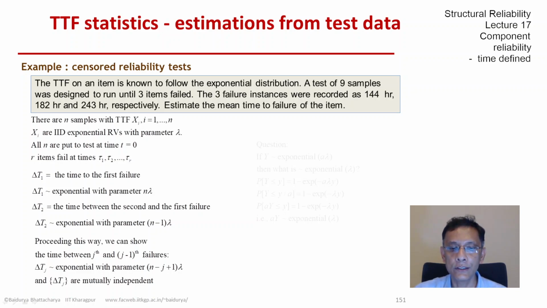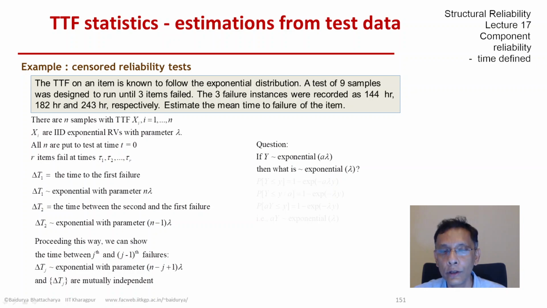We will be able to sort this out if we can answer this question: if Y is exponentially distributed with parameter a lambda, then which random variable is distributed exponentially with lambda? If we can answer that question, we can make all those delta tj's IID also, by maybe doing a little bit of scaling. So let's start with the basics.